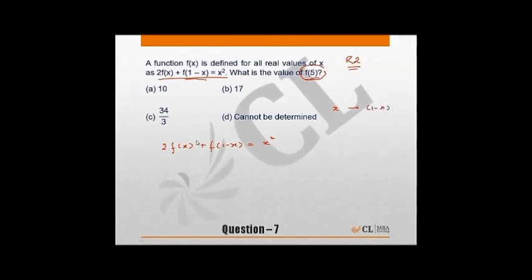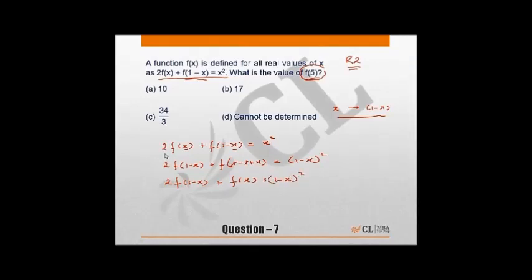So if I replace x with 1 minus x in this equation, this will become twice of f(1 minus x) plus f(1 minus (1 minus x)), which makes it f(x), equal to (1 minus x) square. So all I have done is replace x with 1 minus x in this equation. So this becomes twice of f(1 minus x) plus f(x) is equal to (1 minus x) whole square.